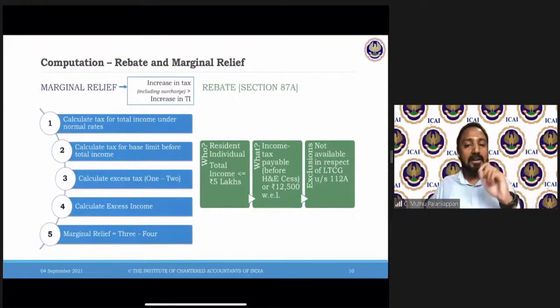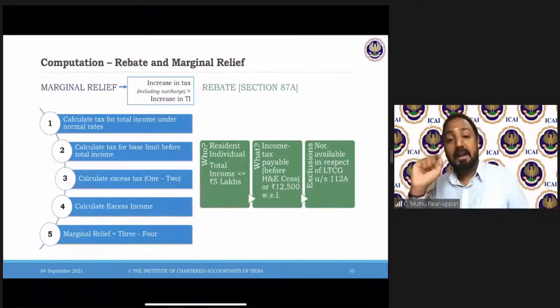So that is the third step. You calculate the excess tax, how much excess tax you are paying. And then you calculate excess income, that is nothing but your actual income minus the base income. Finally, 3 minus 4, if it's positive, is the marginal relief. To that extent, you need not pay surcharge. I hope you would have already studied that earlier. So these are the simple 5 steps to compute marginal relief, which will give you how much marginal relief is applicable. So that is all about marginal relief.